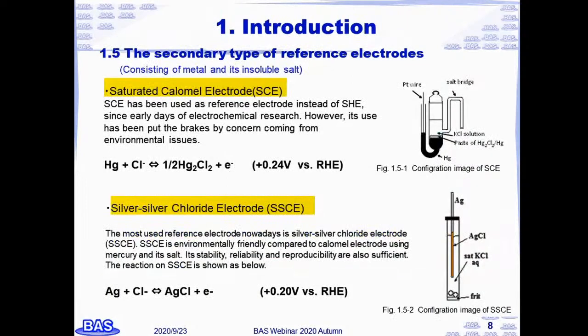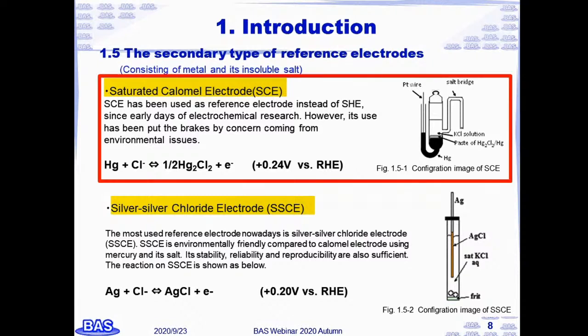Compared with SHE, the secondary type of reference electrodes is popularly used for electrochemical measurement. The feature of this type of electrode is potential stability, and this potential won't change with small vibration of the system. This one is the saturated calomel electrode, a mercury salt. It is 0.24 volts more positive than RHE. However, it contains mercury, so it has concerns about environmental issues.